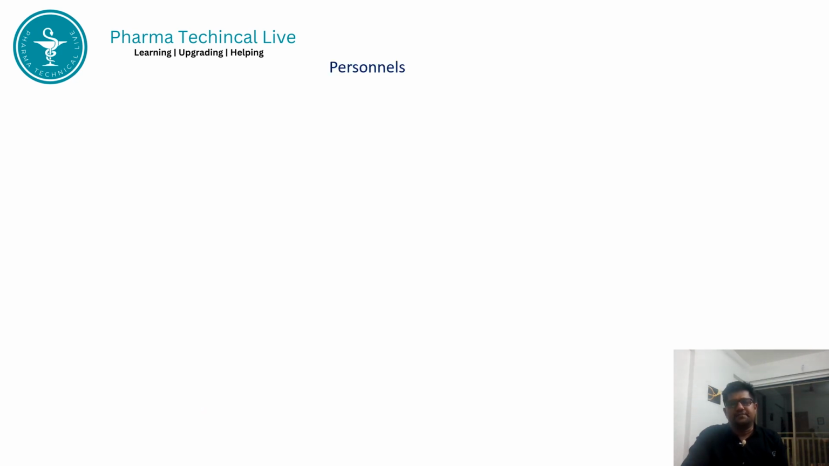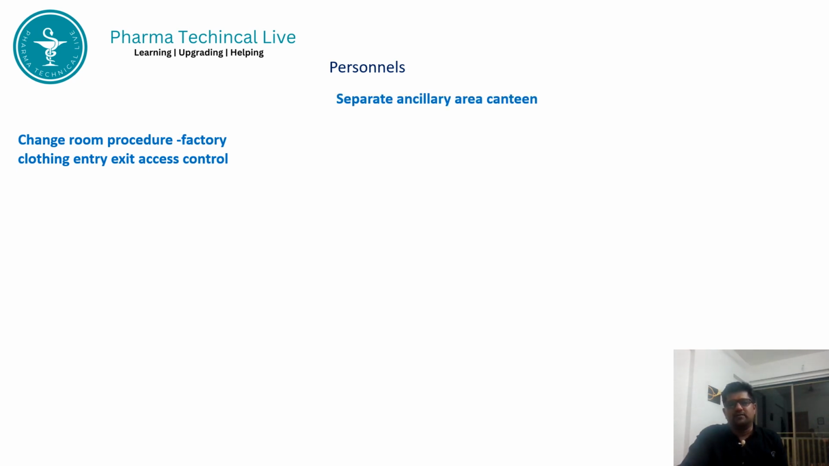Now we will discuss which are the sources of contamination and how we protect our product from this contamination. Number one source of contamination is a person. So to produce the pharmaceutical product, we have to provide the change room, factory clothing, entry, exit and access control procedures which will enable us to produce safe product.